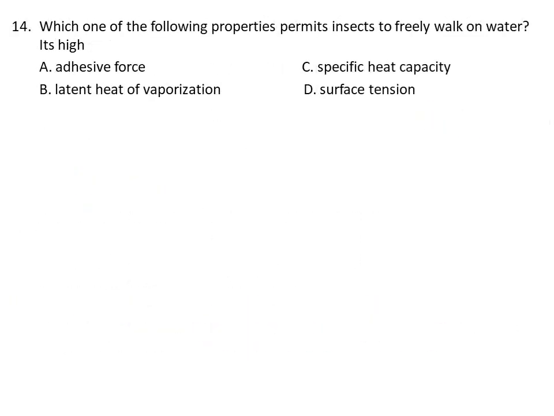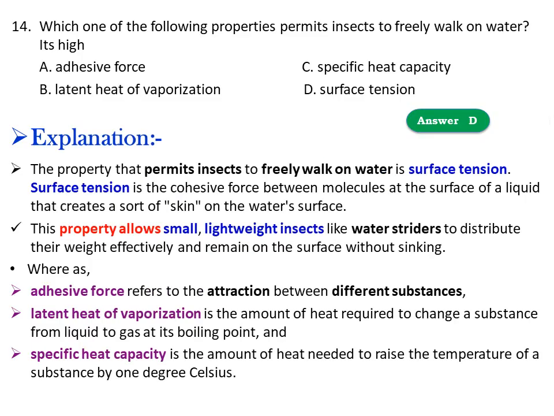Question number 14. Which of the following properties permits insects to freely walk on water? The answer will be D, surface tension. When we see the explanation, the property that permits insects to freely walk on water is surface tension.